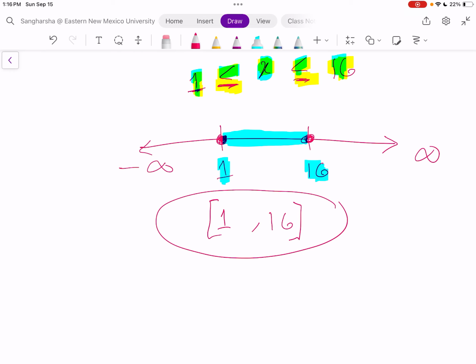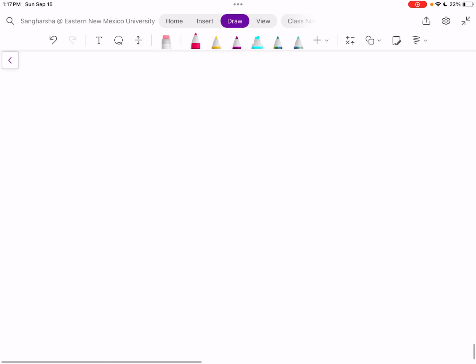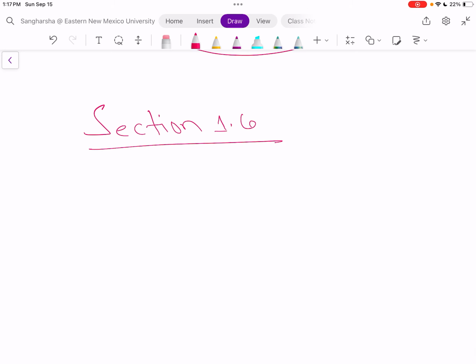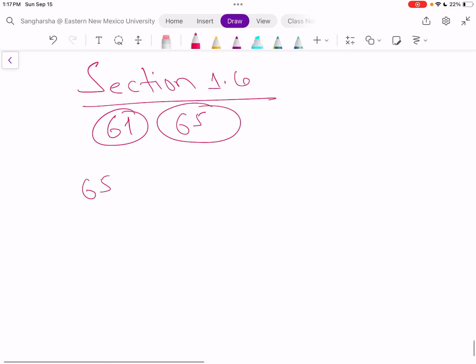Next, we are at 59, now 61 and 65. In 61 and 65, this is section 1.6, you are asked to practice 61 and 65. Okay, let me do 65 for you.